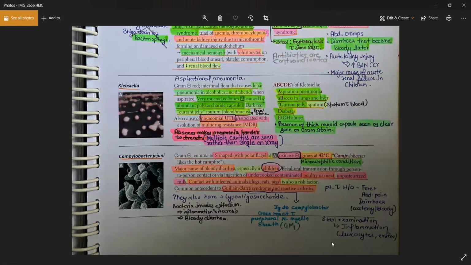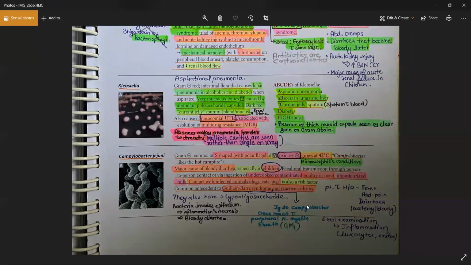And what you will get in the stool examination, you will get the leukocytosis and the erythrocytosis. Remember, it is the most common cause of diarrhea, the bloody diarrhea in children. And a history of pets, dogs, or might be a pet lover would be there. And they can ask you what temperature is required to grow. It is 42 degrees centigrade temperature. And microaerophilic conditions are very important.